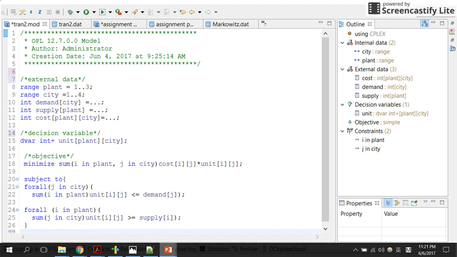The first constraint is that the total amount of product shipped from different plants to each city must be more than the minimum demand of the corresponding city. The second constraint is that the total amount of product shipped to different cities from each plant must be less than the maximum supply of the corresponding plant. After running this configuration, we will get the optimal amount of product shipped from each plant to each city.